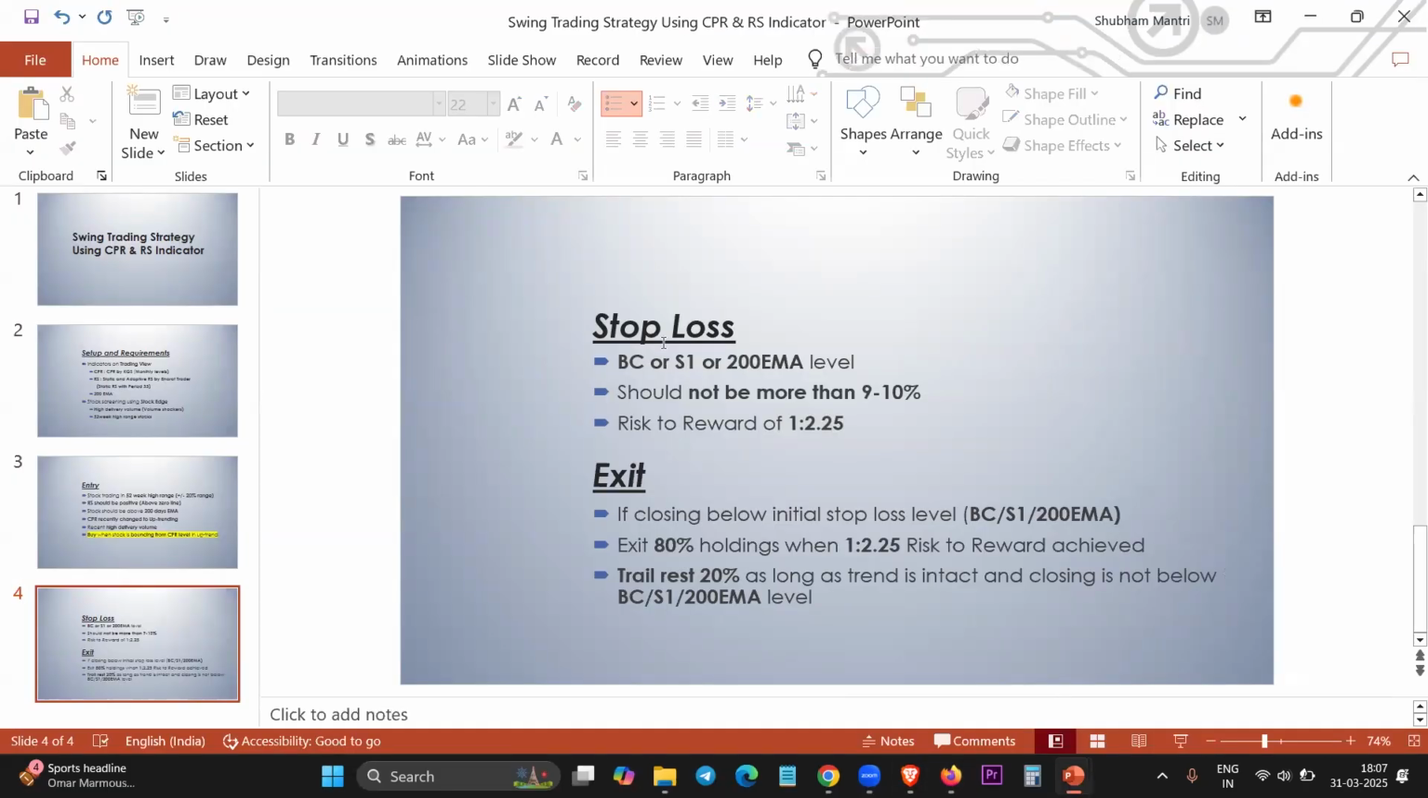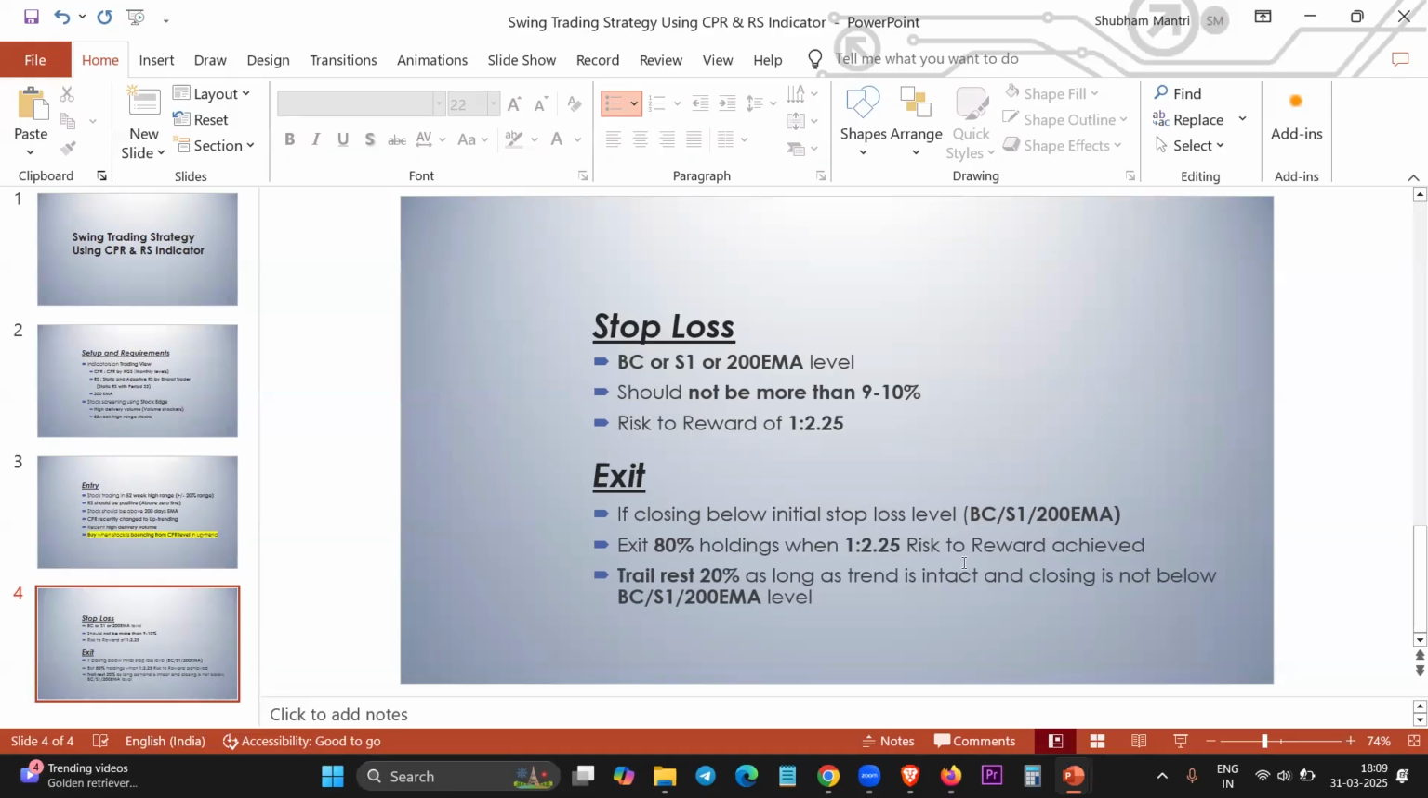So that's it about the stop loss, and now the exit criteria. Firstly, if our trade is not going in the right direction, then we will exit the stock if the stock gives a closing below our initial stop loss level, that is either bottom CPR or S1 level or 200 days exponential moving average. In the other scenario, if our target is met, then we will exit around 80% of our holdings from the stock, taking around 2.25x profit.